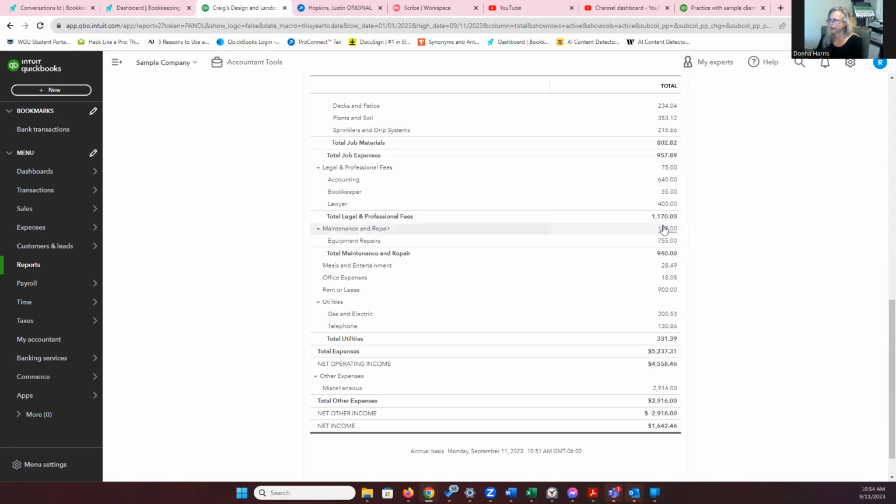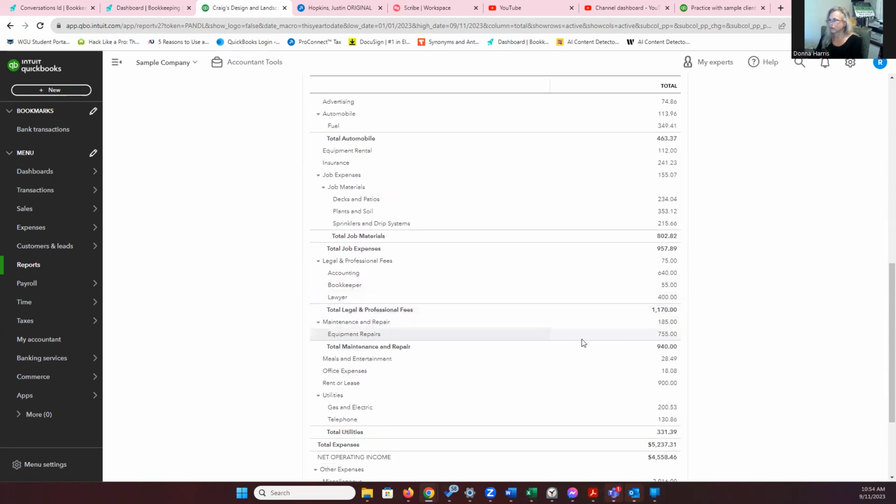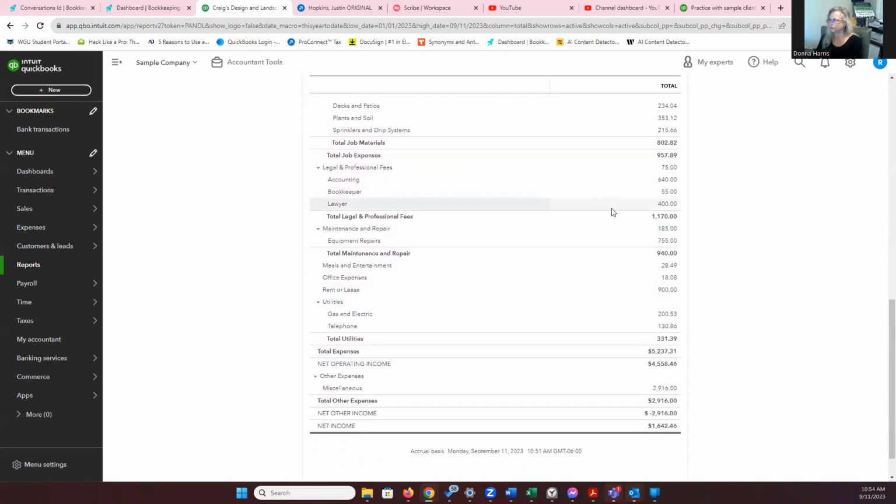So we have maintenance and repairs. That could be, 185 could be repairs to the office, repairs to their buildings. And then we have equipment repairs, which now makes sense that they have equipment rental and equipment repairs. Evidently something broke down and they had to rent something to get through the job, right? Meals and entertainment is one I'm going to do a whole video on later. I'm going to discuss how much you can write off for certain reasons, but we'll talk about that later. We have office expenses.